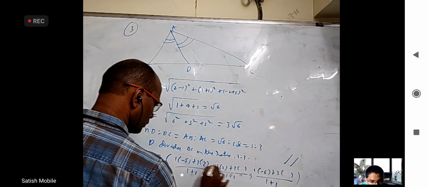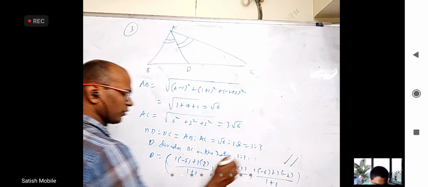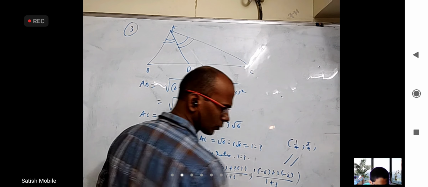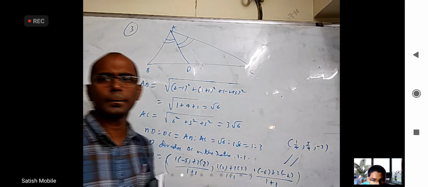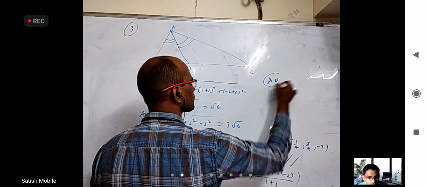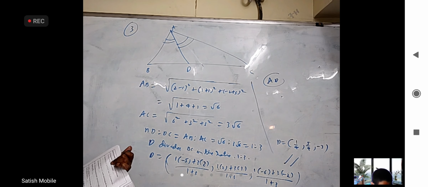2, 1 minus 2. This is 6 minus 5, 1 by 4. This is 5 by 4. This is minus 12 by 4, which is minus 3. Okay, so now I have to find AD length. One minus 1 minus 3.